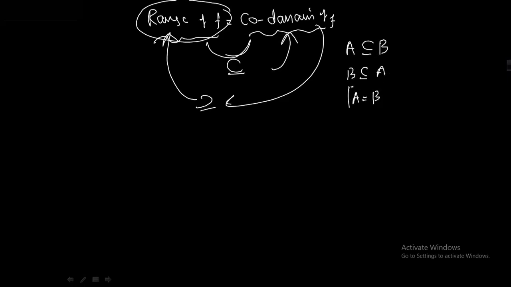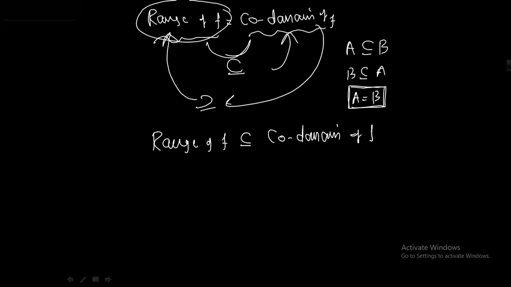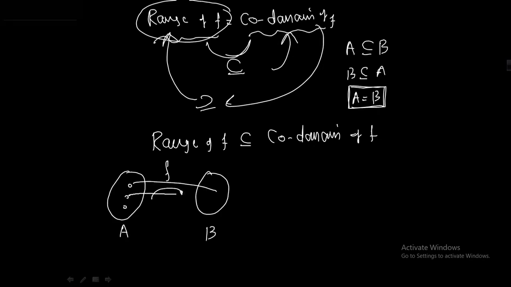Any doubt? Yes or no? কোনো ডাউট থাকলে বলবি। Any doubt? No sir. Fine. Now by definition, range of f is a subset of codomain, and this is obviously true. This is true for any function, because if you define a function, suppose this is A and this is B, suppose this is f and these are the elements of A, then obviously the images will belong to the codomain. That means the range will be a subset of the codomain. This is obviously true.